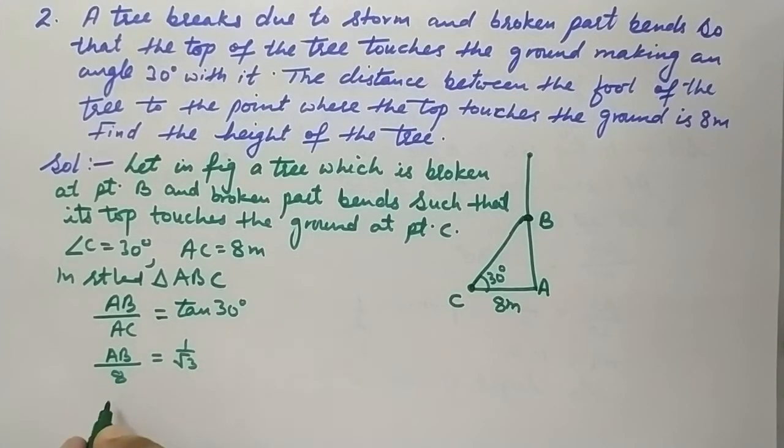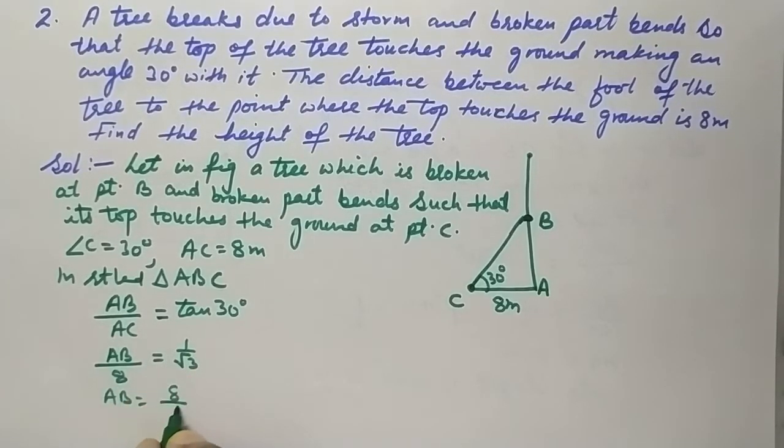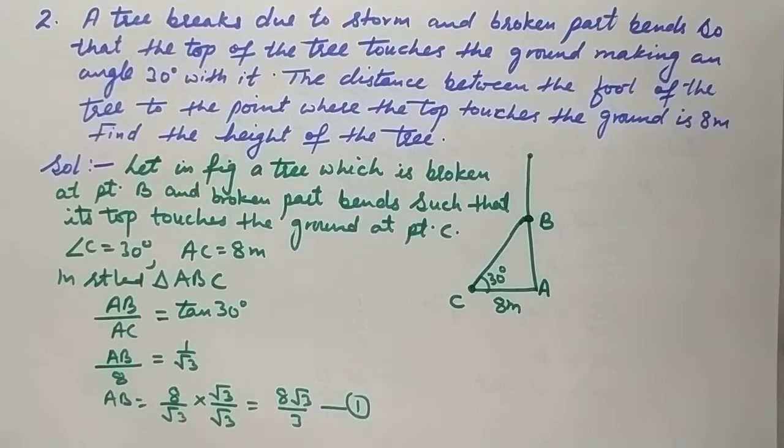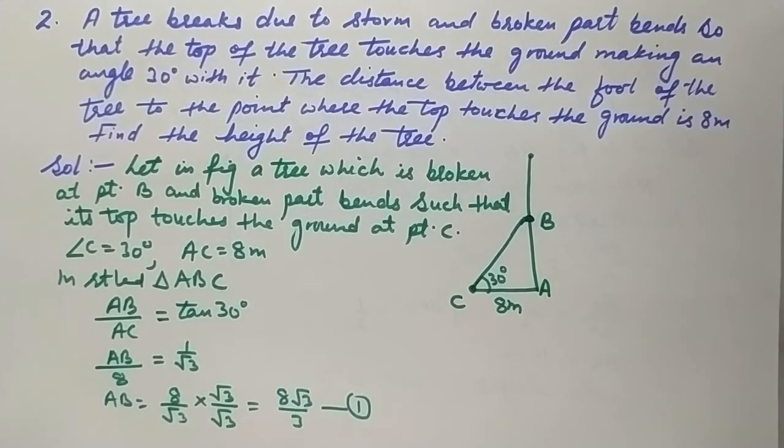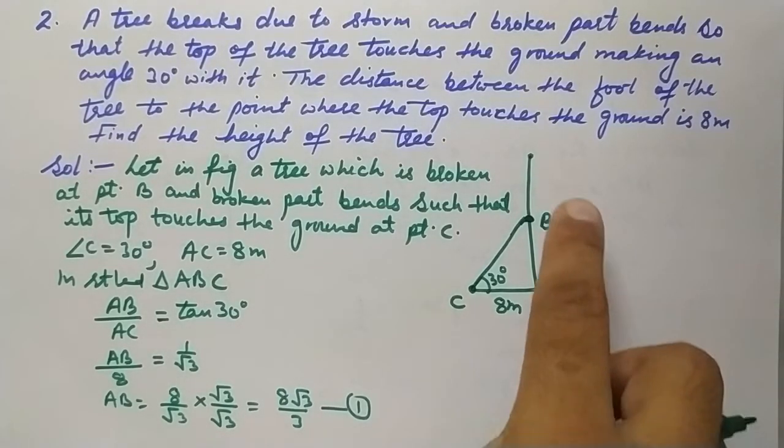So now AB is 8, so 8 over root 3, and you can do rationalization also here. So we have to multiply up and down with root 3, so it becomes 8 root 3 over 3. So this is equation number 1. So we have found out this value of AB. Now our motive is to find out the value of BC.